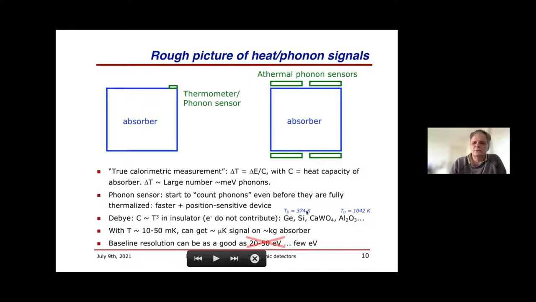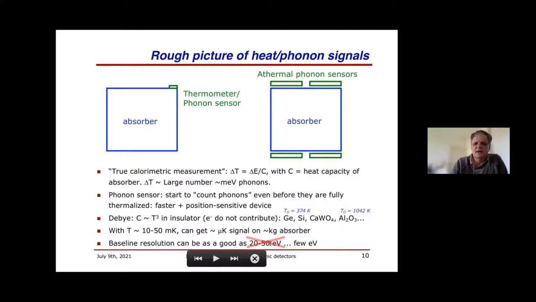But of course, if you have a much stiffer lattice like sapphire, then you have a higher temperature corresponding to the highest excitation of the crystal. And then you can get an object that has an even smaller capacitance. So with this scheme, you can get a microkelvin signal on a kilogram absorber. And this is an old slide. At that time, the baseline resolution could be as good as 20 or 50 eV on a kilogram scale.